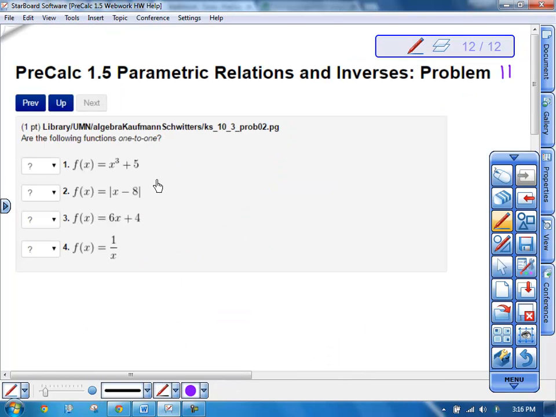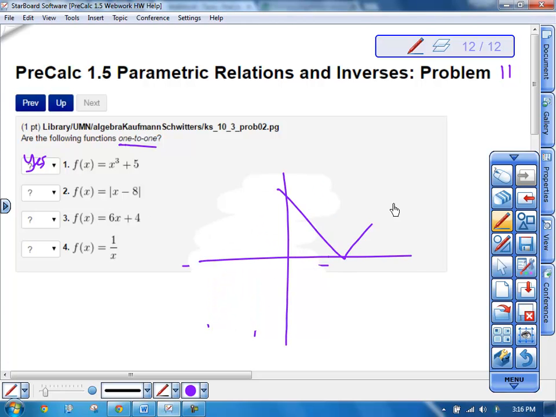All right, last question asks which function is 1-to-1. So I think it's easiest to look at the graph. This is a cubic function, which we know looks like this. It passes the horizontal line test and the vertical line test, so I'd say yes. Next one is the absolute value function. It happens to be shifted over to the right 8, but it doesn't pass the horizontal line test, so its inverse is not a function, so I'd say no.